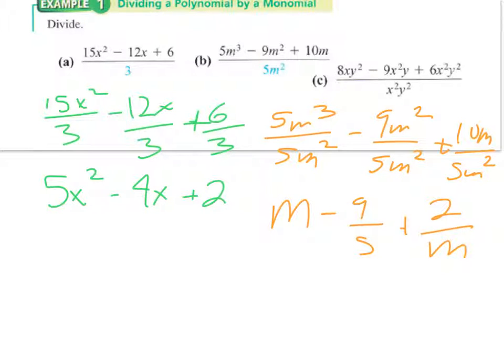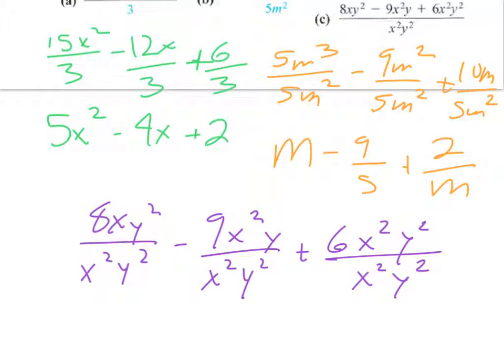For the third one, dividing each of those pieces by x squared y squared. So in that first piece, of course, the 8 stays. The y squareds cancel out. We are left with an x at the bottom there. Minus, and again the 9 will stay. The x squareds cancel out, but we have a y in the denominator. And then the last one, the x's and the y's all cancel. We're just left with 6.